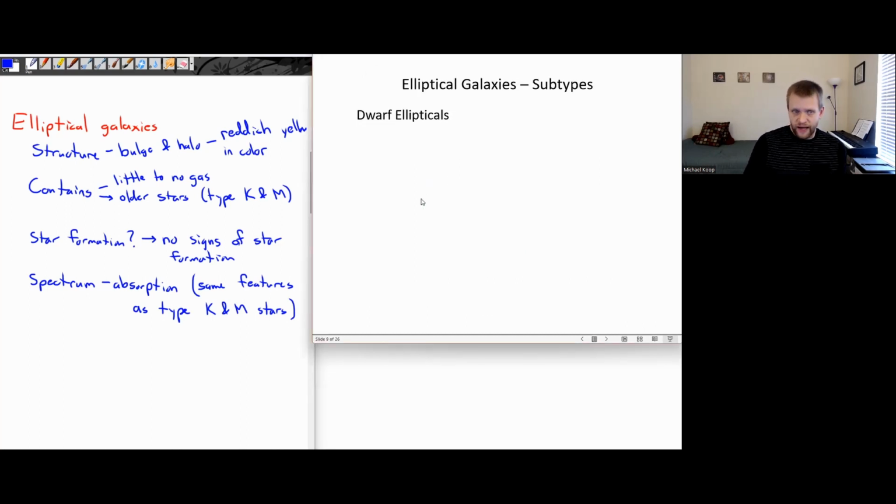Now, for the elliptical galaxies, we are going to be talking a little bit about these subtypes. And we're going to start with the dwarf ellipticals.